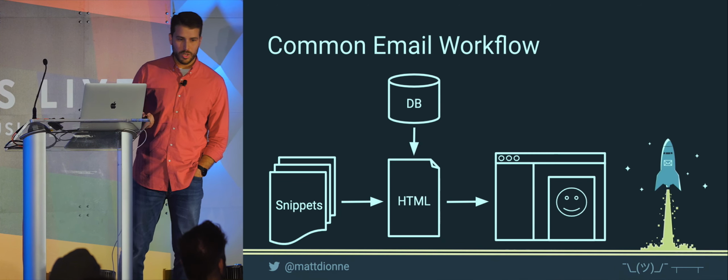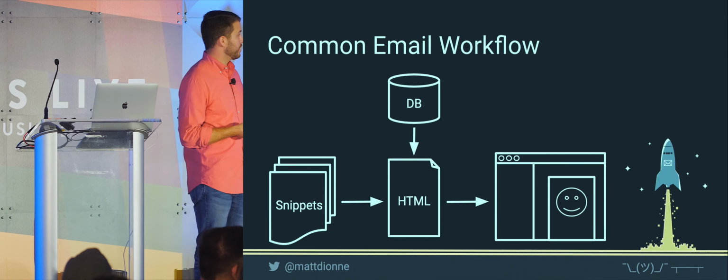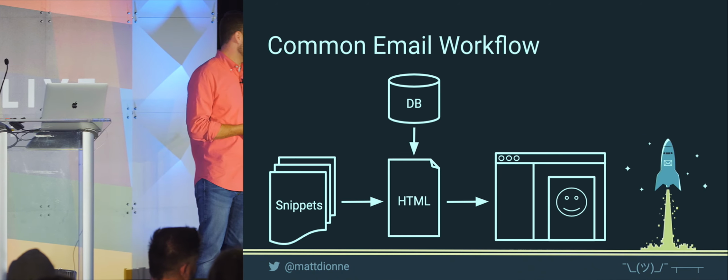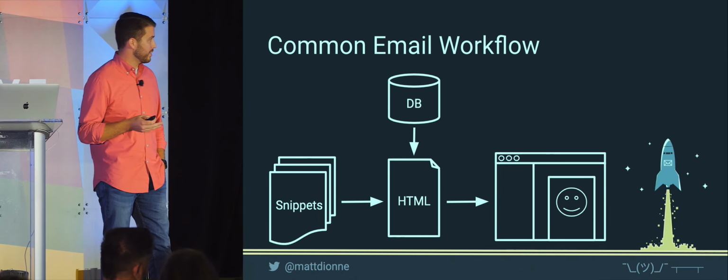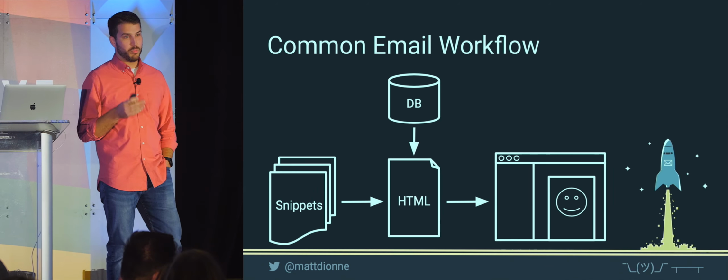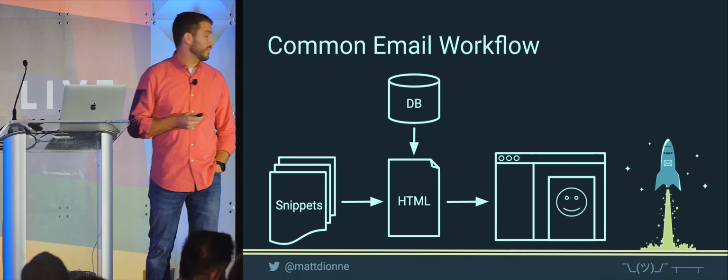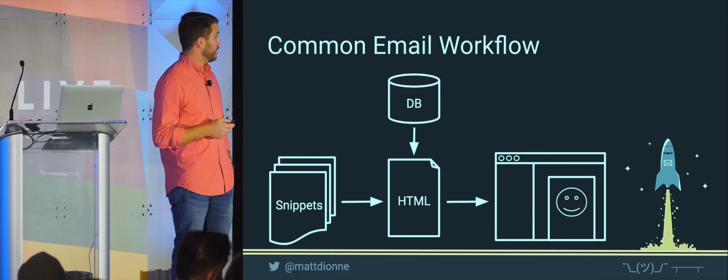So a common workflow nowadays kind of looks something like this. You have a system of snippets. There's a process. This is obviously super simplified, but there's a process that produces HTML. There's a database that interacts with that HTML, replacing variables and making things dynamic for content and contact information, and then the email gets sent.